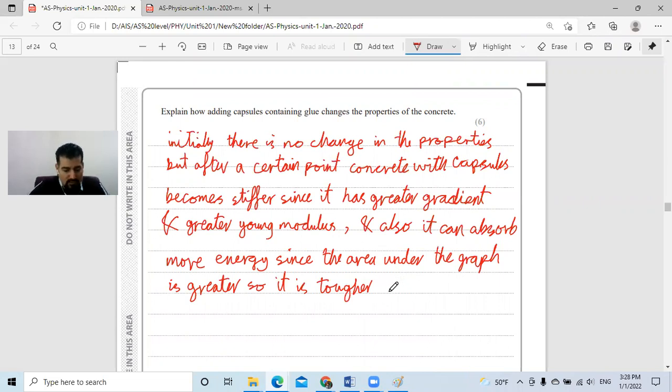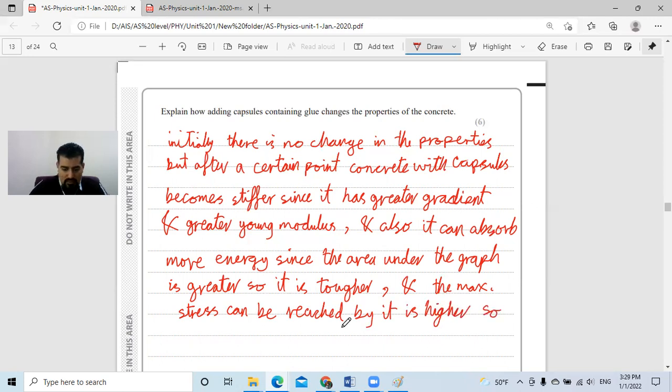What else? And the maximum stress that can be reached by it is higher, so it is stronger. Okay?